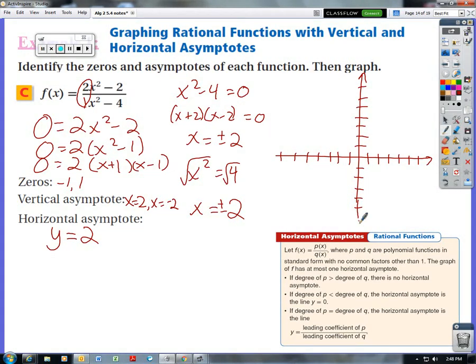So we've got zeros at negative 1 and 1. We've got vertical asymptotes at x equals 2 and negative 2. I like to use a different color. Oh, yellow, that's fun. There's 2 and there's negative 2. Wow, those are kind of interesting colors together. And then a horizontal asymptote at y equals 2.